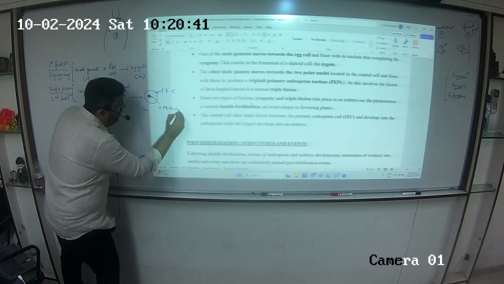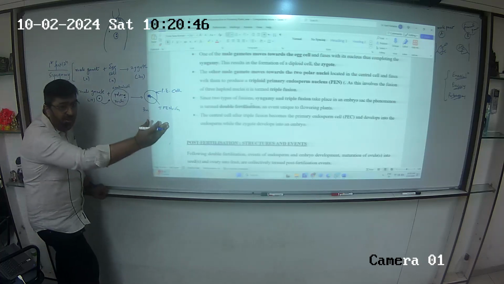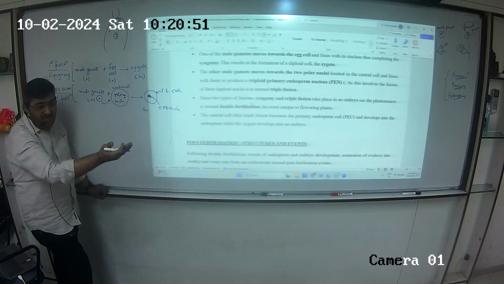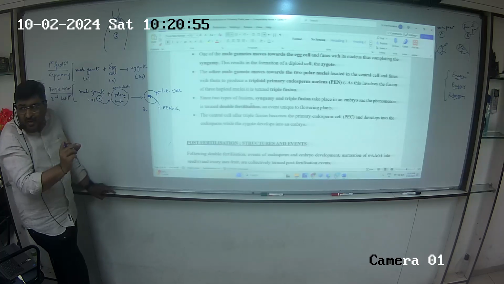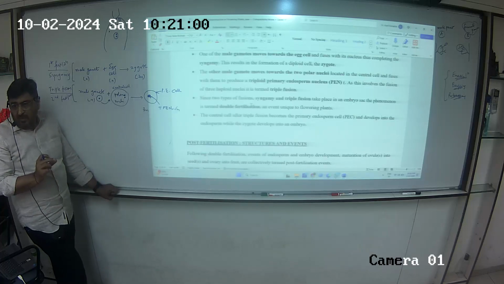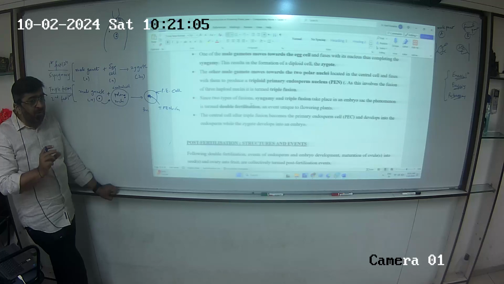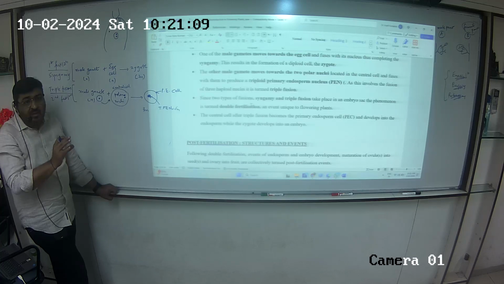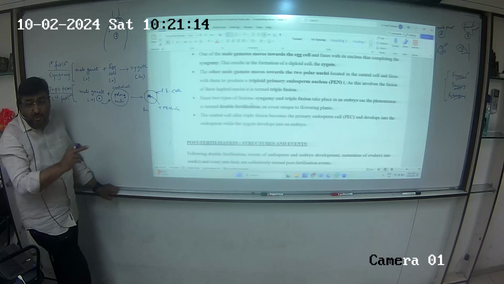This is a nuclei. This is a cell. So what did the polar nuclei become? T-pen. And what did the central cell become? PEC. So you should know when to use the word T-pen and when to use the word PEC. When you are referring to the bigger structure, the cell, you use the word PEC. And why is it called triple fusion? Because three nuclei are fusing.